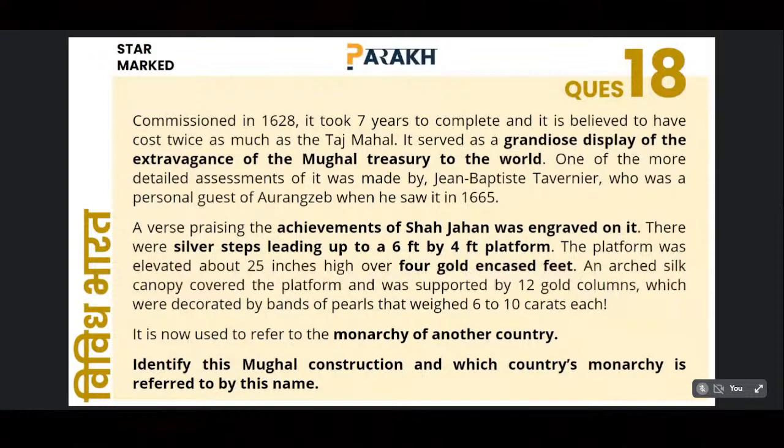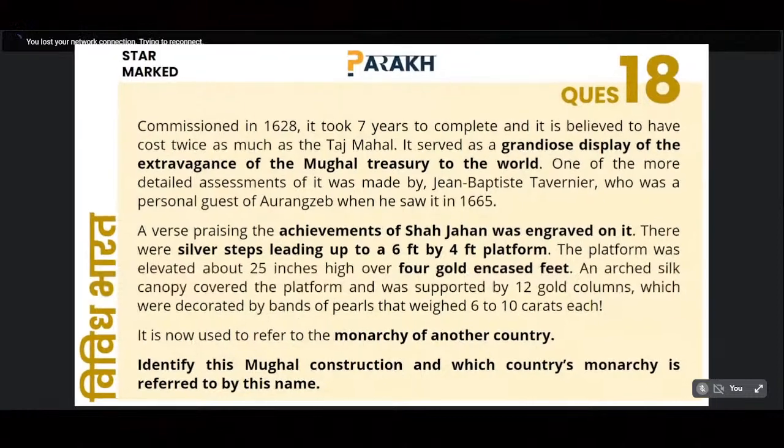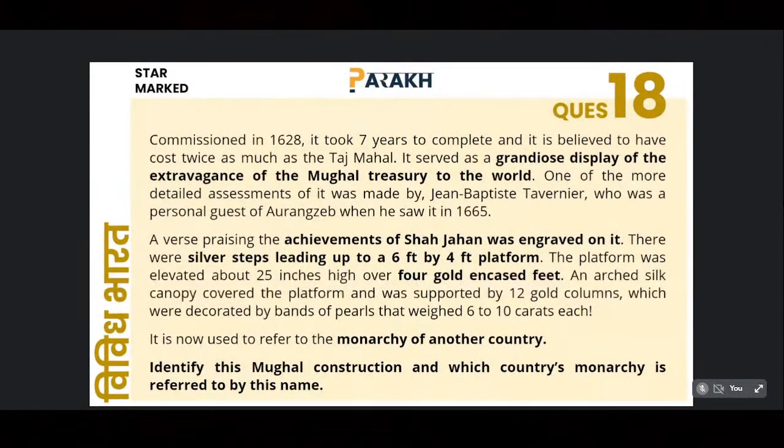There were silver steps leading to a 6 feet by 4 platform. The platform was elevated above the water, high over 4 arched golden columns which were about 10 feet. It is now used to refer to the monarchy of another country. Identify this Mughal construction and which country's monarchy is being referred to by this name.